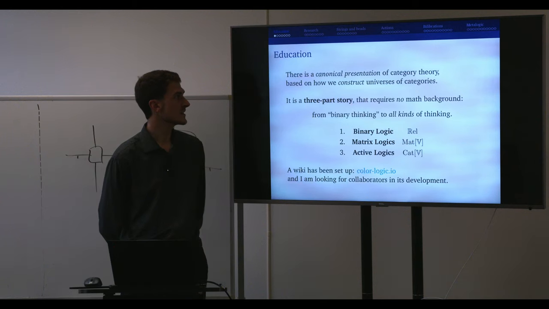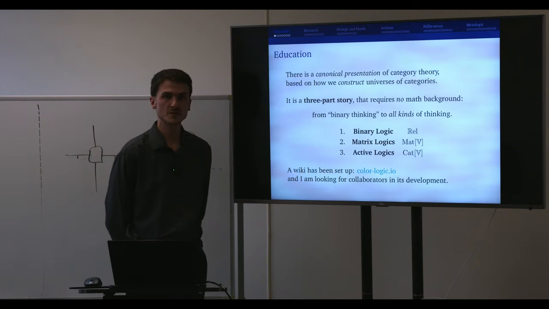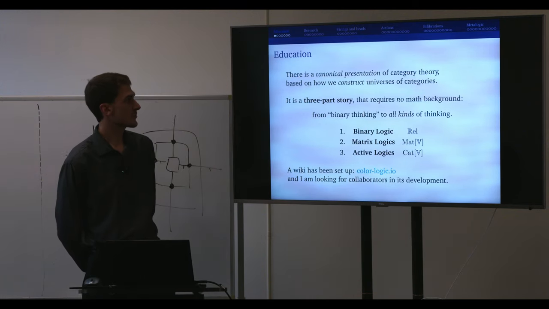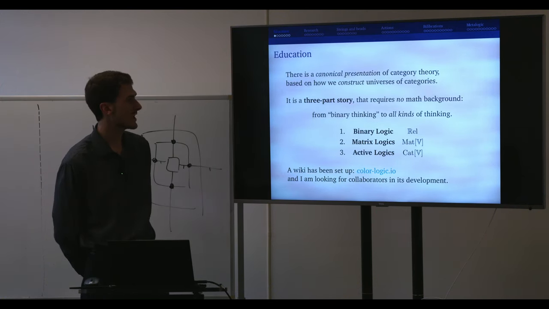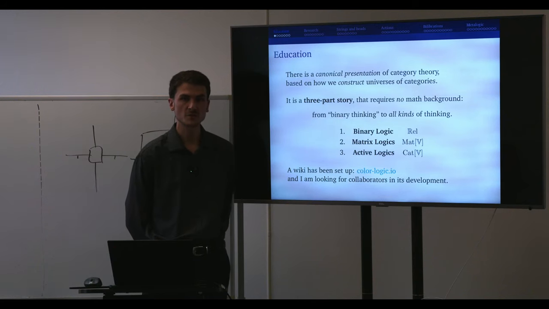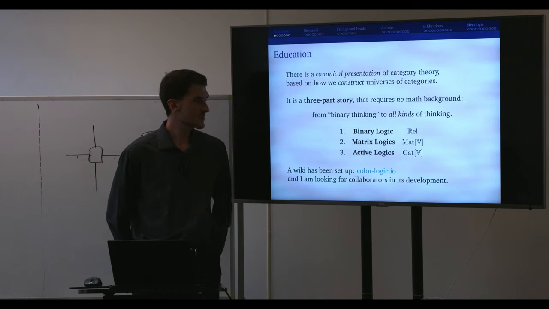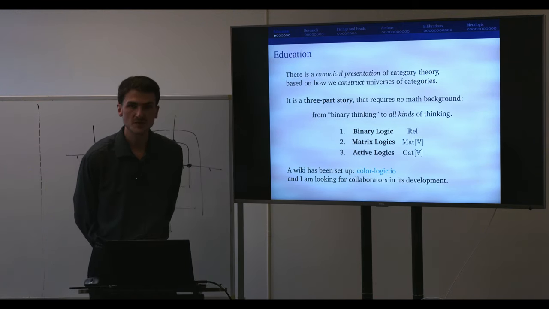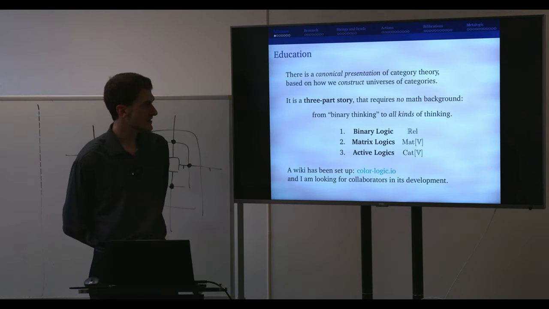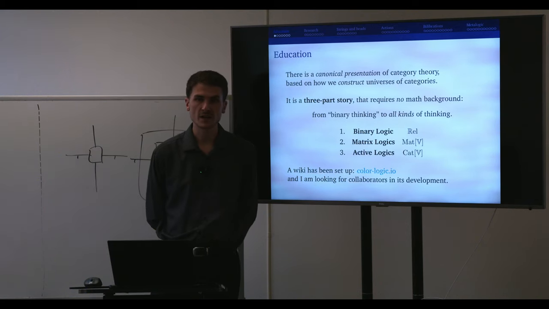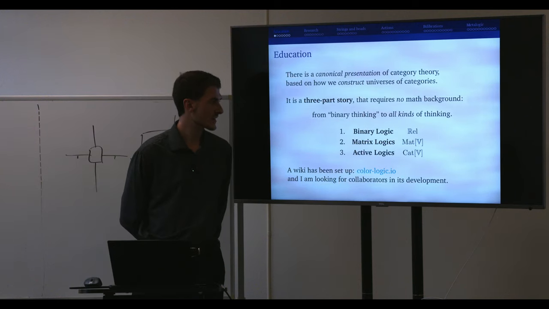I'm proposing that there is a canonical presentation of category theory based on how we construct universes of categories. It's a three-part story that requires no math background because it begins in binary logic, the logic of sets and relations. And we can generalize relations to be matrices of all kinds of values, forming these logics of matrices. And then we can freely generate composition and identity to form categories. And I'm calling that active logics.